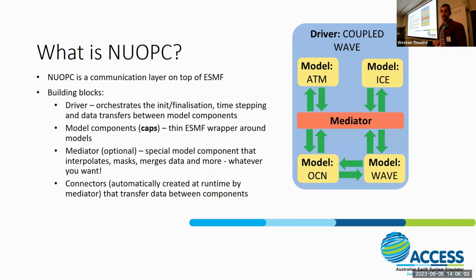The other component is your model caps. These are just thin wrappers on top of your models that grab the data, put it into ESMF format, and allow the coupler to communicate it. The third component, which is optional, is your mediator. That can interpolate, mask, and merge data, whatever you want it to do. You can basically combine them. You can even calculate fluxes in there and pass that around to your models. And finally, the connectors that actually do the transferring of the data. But that's automatically handled and not something we really need to worry about too much.